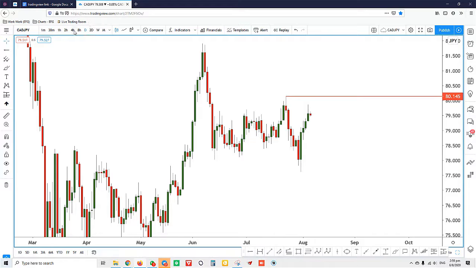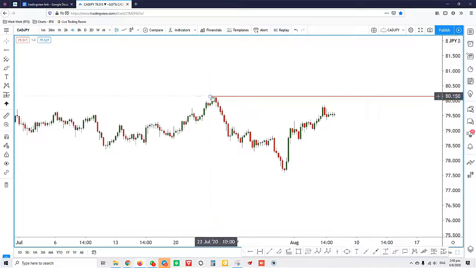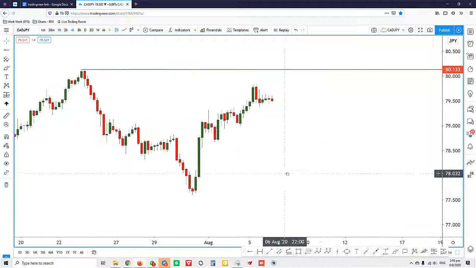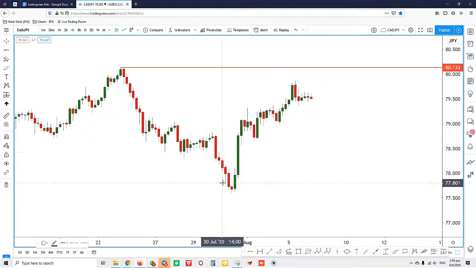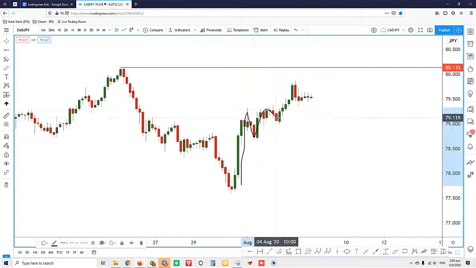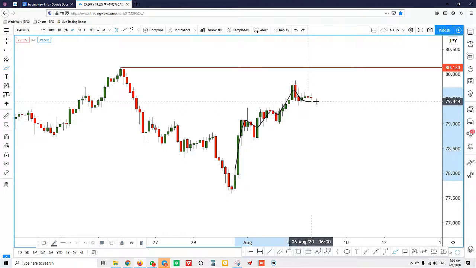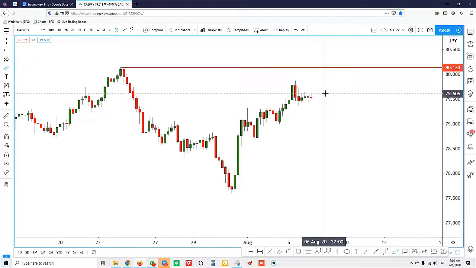So let's quickly dive into the 4-hour chart. What we have here right now is the 4-hour chart. I just want to show you guys something. Price has sort of been making a constant push up. Every time price makes a strong push, it pauses. It makes a strong push, it pauses, and it makes a strong push, it pauses. So we can expect it to make another strong push up.